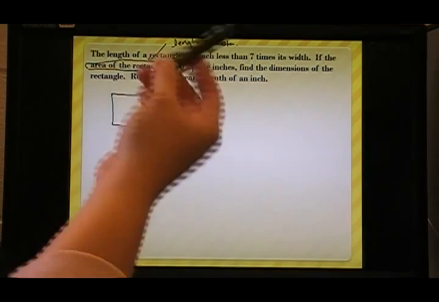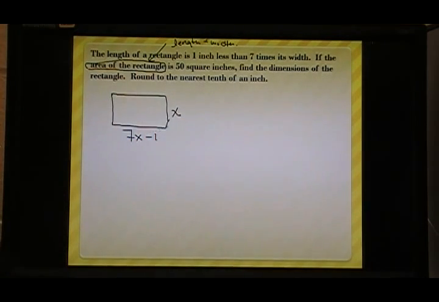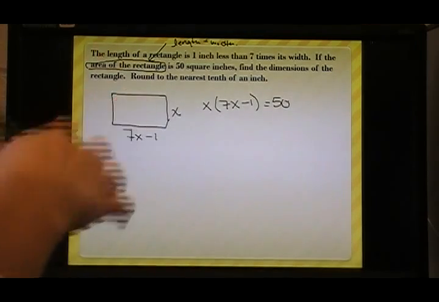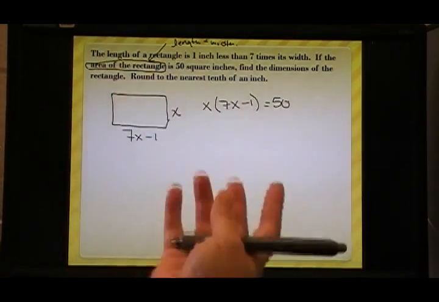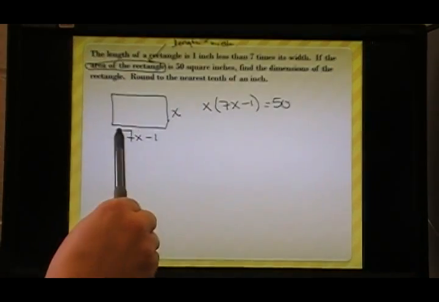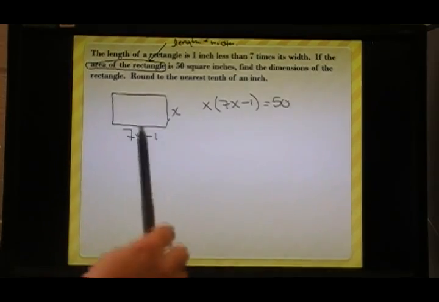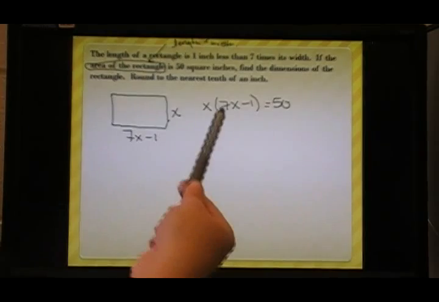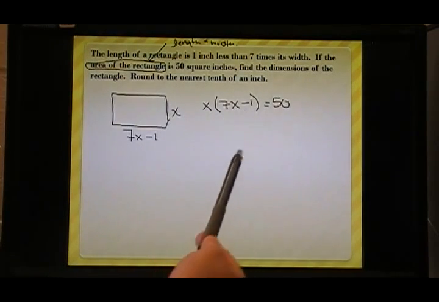Length times width, width times length. So if I multiply the 7x minus 1 by x, we typically write it with our monomial factor first: x times (7x minus 1), and that area is 50. Now I have an equation, and that's what you're always going for. You should never try to start with an equation. Your goal is to work towards an equation. Working through the information, hopefully you get to a point where you have something you can solve. When we solve this, we're going to find out what x is.